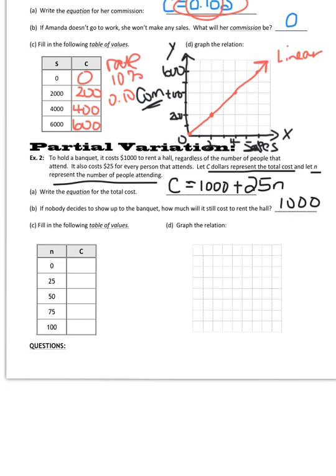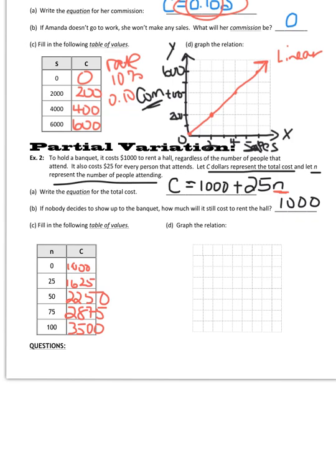So when we put that into our table of values here, we're going to have 1,000. Even though 0 people come, we still have to pay the hall because they're holding it for us, right? Next, we're going to sub 25 in for the N. 25 times 25 will be 625 plus 1,000. So 1,625. Then we're going to sub in 50. 25 times 50 plus 1,000. So go ahead and do that.